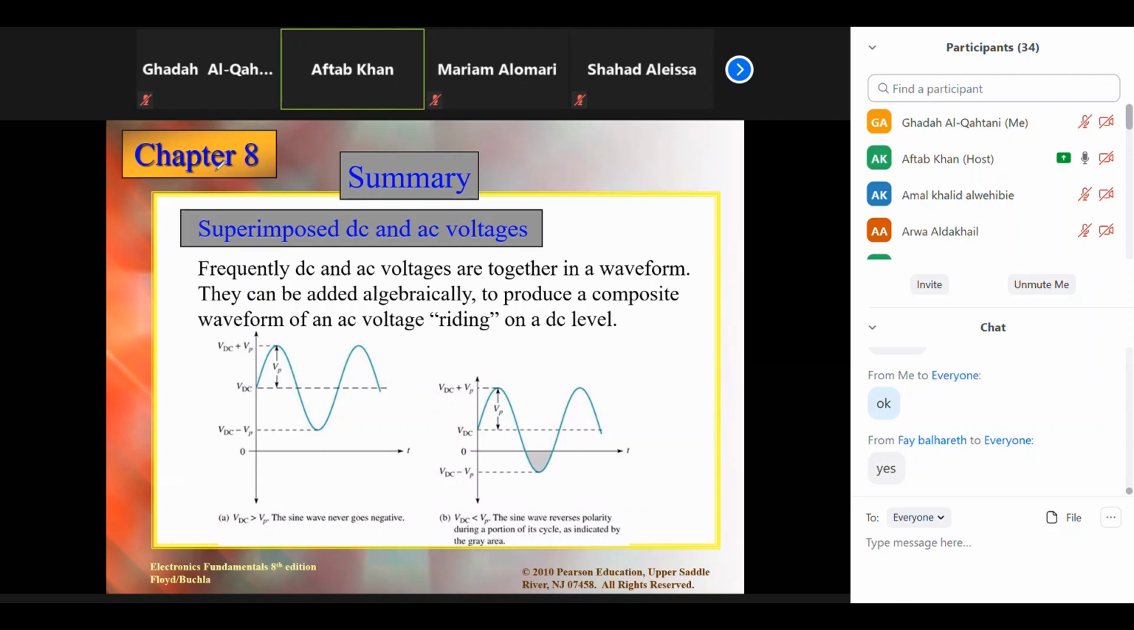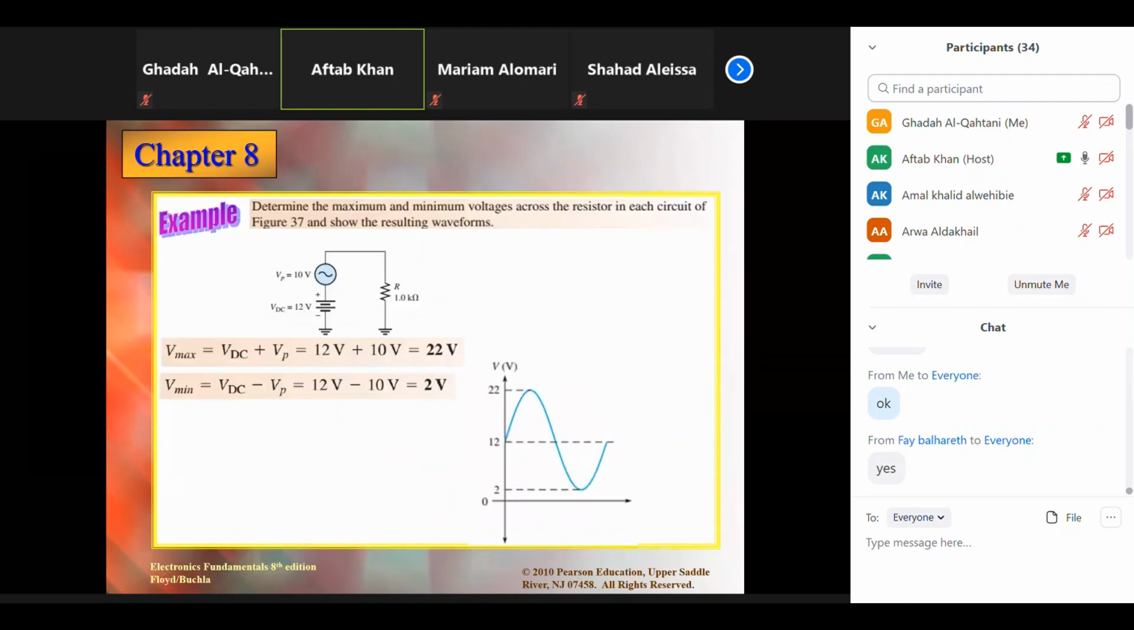Okay, now see this one. This is the circuit. Here we have both sources: you can see this is the AC source and this is the DC source. This is a simple series circuit, and the resistance value is given here. They are asking to determine the maximum and minimum voltage across the resistor. Now we have DC and we have AC, so both will be developed across this resistor.